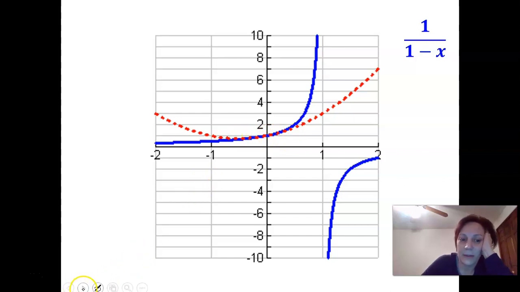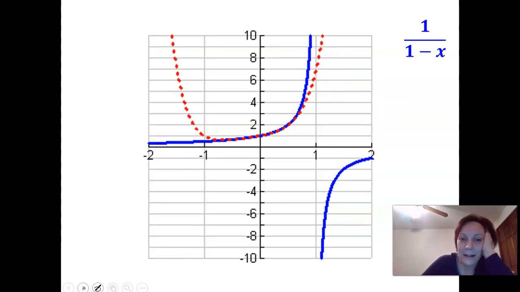Let's add in the x cubed. Add in the x to the 4th. There's the x to the 5th. There's the x to the 6th. Again, look at this. I'm all the way out here and here. These curves are right on top of each other. They're just starting to pull away from each other right in here.